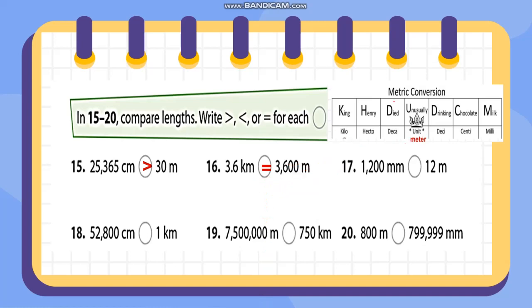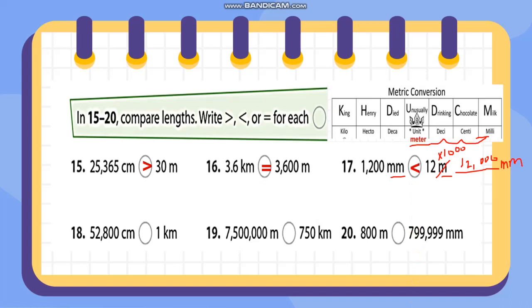Okay, number 17. I have 1,200 millimeter and 12 meter. So I'm going to change meter to millimeter to make it the same before I compare. So meter to millimeter, that is tens, hundred, thousand, and from bigger to smaller, it means multiply. So that is 12 multiplied by 1,000. I have 12,000 here. So 12,000, of course, is bigger than 1,200.